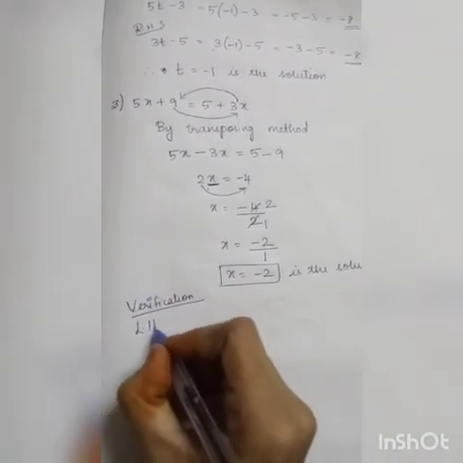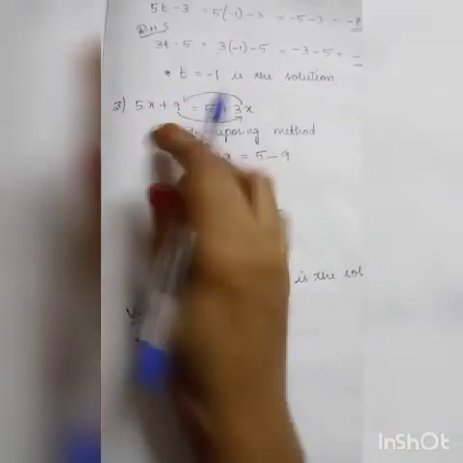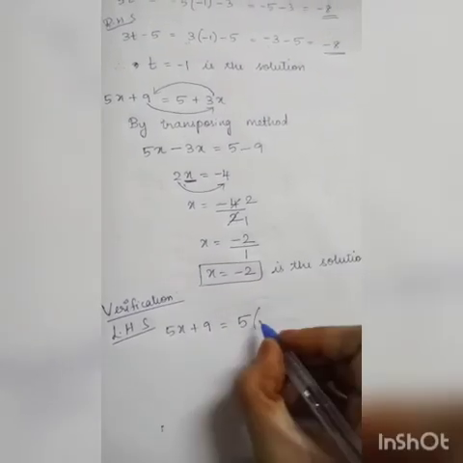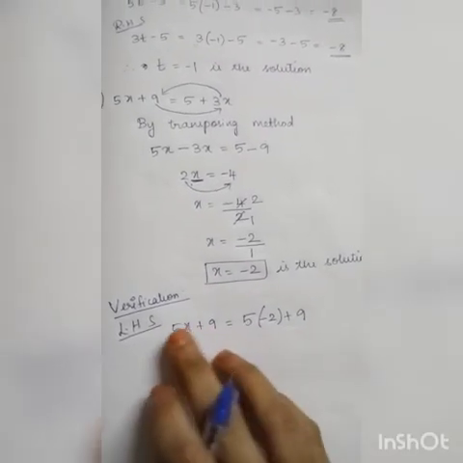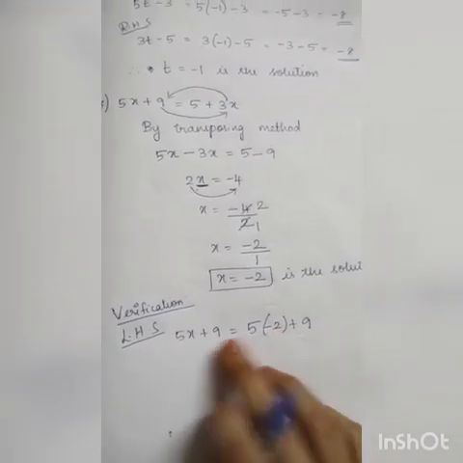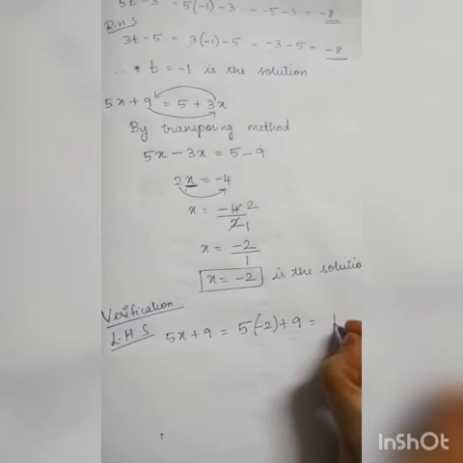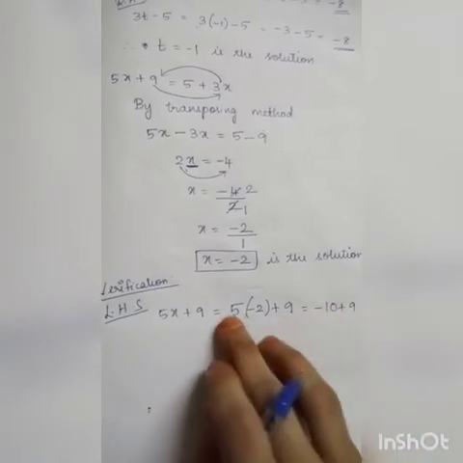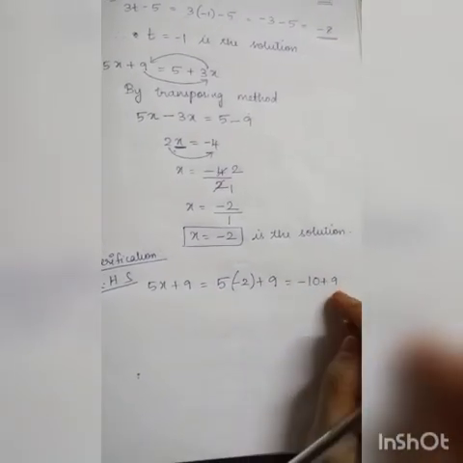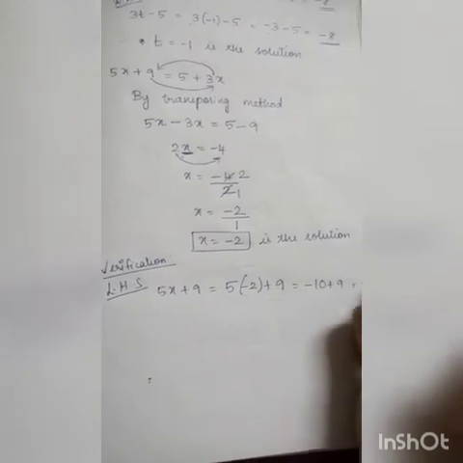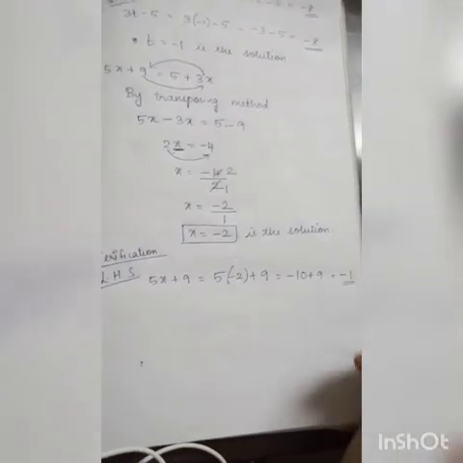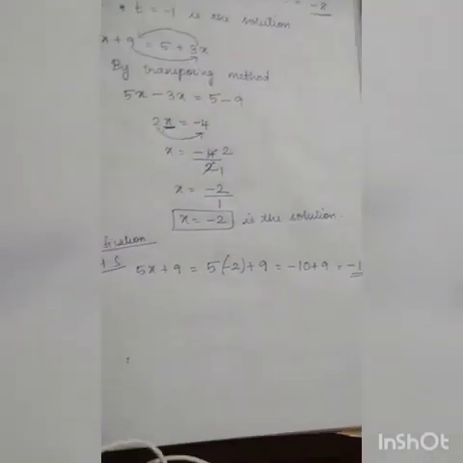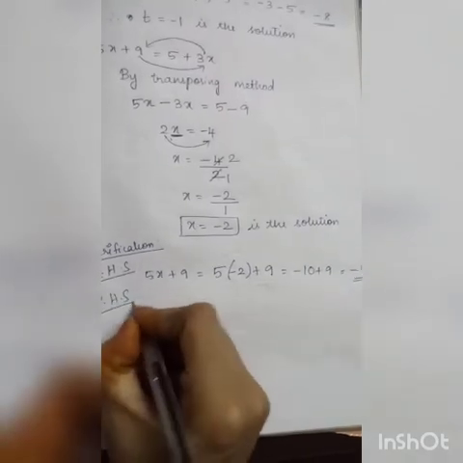Shall I take the LHS part now for verification? What is my LHS? 5x plus 9. So 5 into x, which is minus 2, plus 9. 5 twos are 10, plus into minus, minus 10, plus 9. 5 into minus 2 is minus 10, plus 9. So minus 10 plus 9 is minus 1. After substituting this, what is the answer for the LHS value? Minus 1.